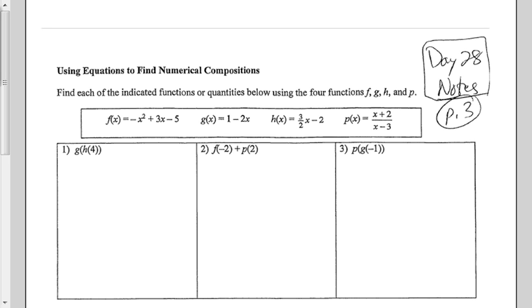Pre-calculus, Unit 2, Day 28 notes, Part 3, Page 3. Now we're given different functions, equations, and we want to find composition of functions.